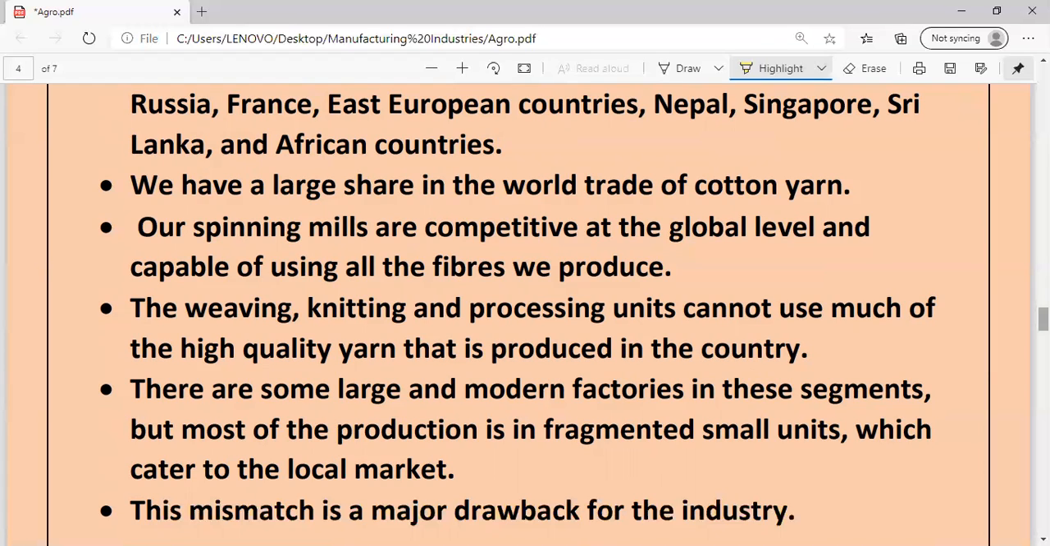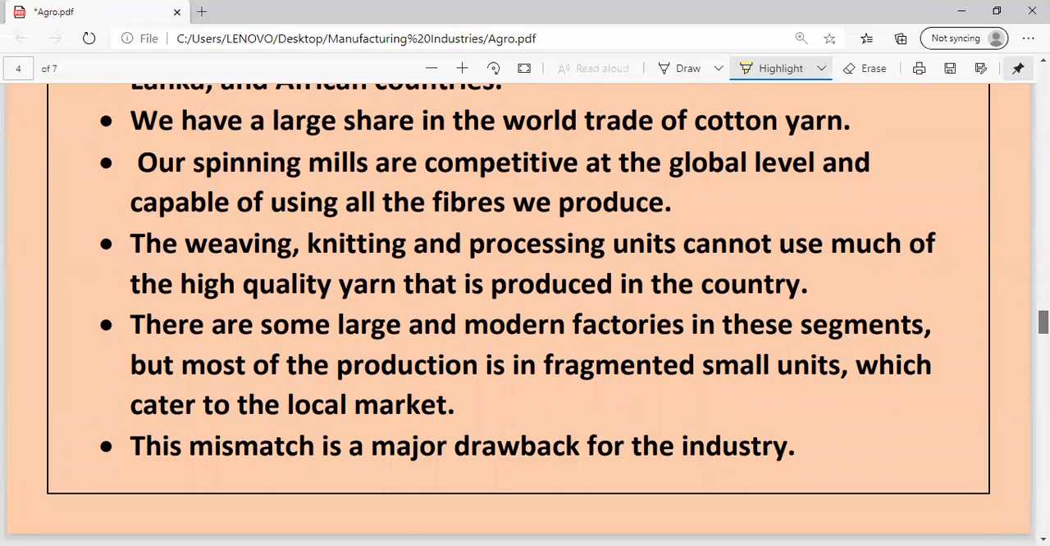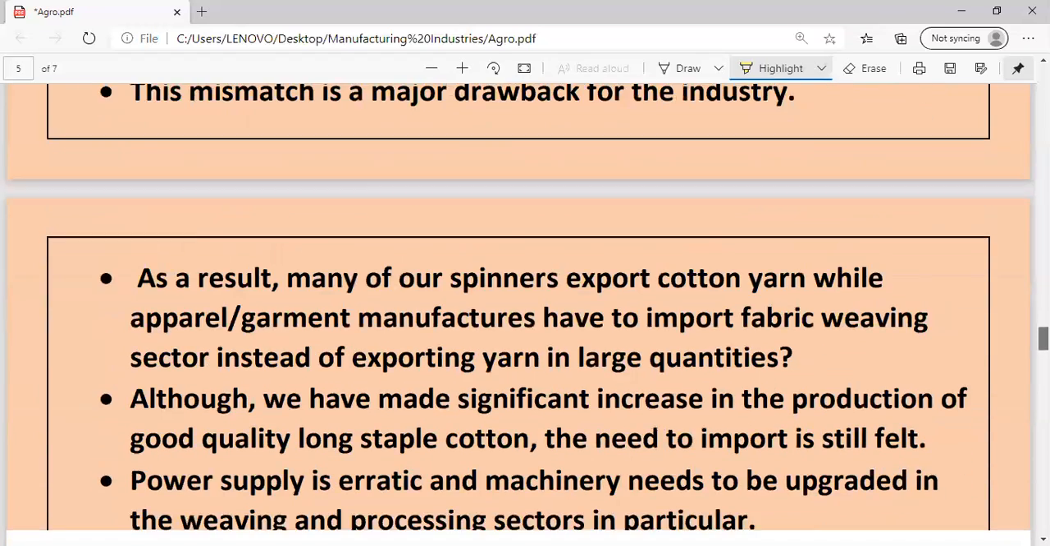It is not carried out in wide scale or large scale factories, and as a result it is catering to the local market only. We are not looking for a world market. We are not weaving clothes for a world market. We are not competitive. We are only looking at the local market and producing for it. So this mismatch is a major drawback for the industry. That is one of the reasons why it is backward. We are not looking into the world market or a big market, only the local market.